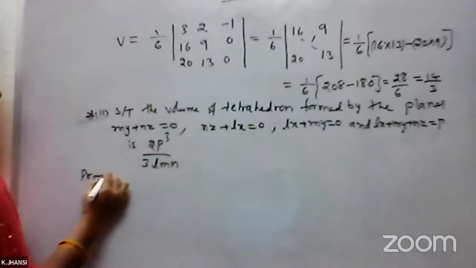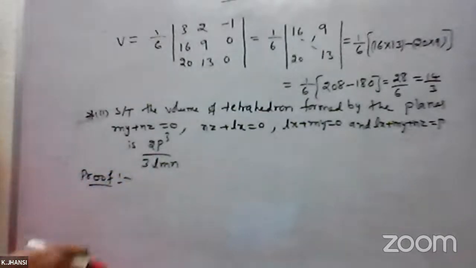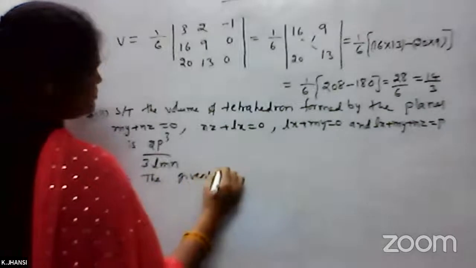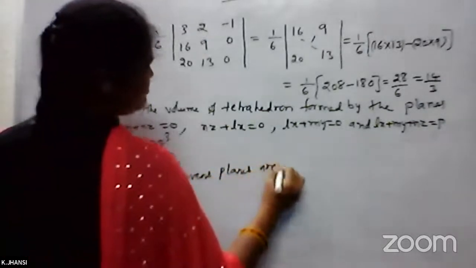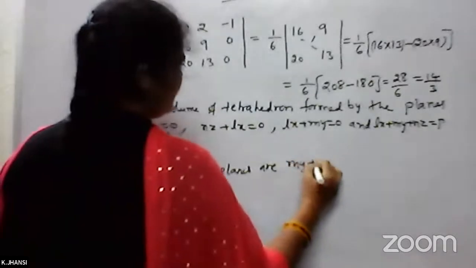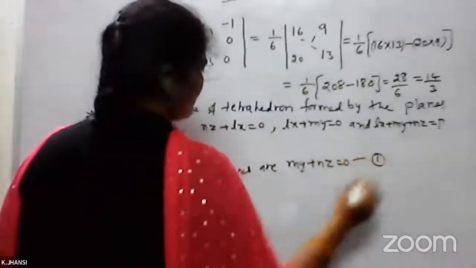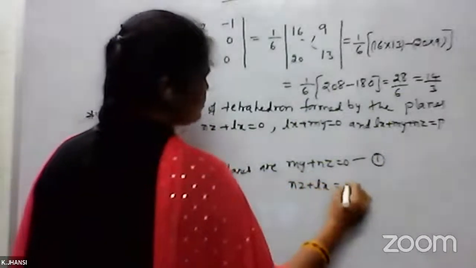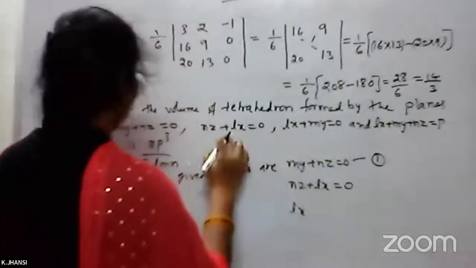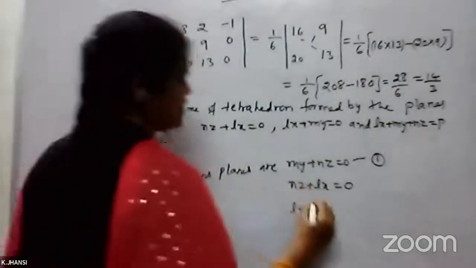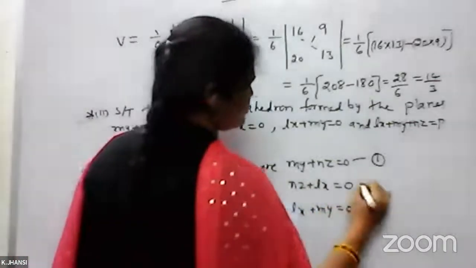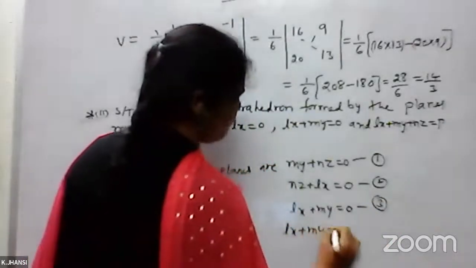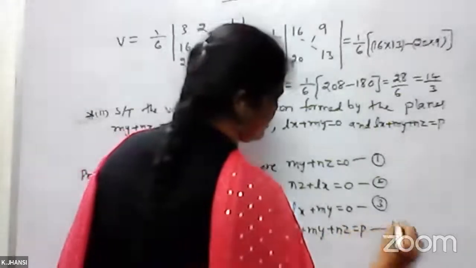So for this proof, what are the given planes? You write: first one is my plus nz equals 0. Second, nz plus lx equals 0. Next, lx plus my equals 0. This is the third equation. And the fourth one is lx plus my plus nz equals p. This is the fourth one.